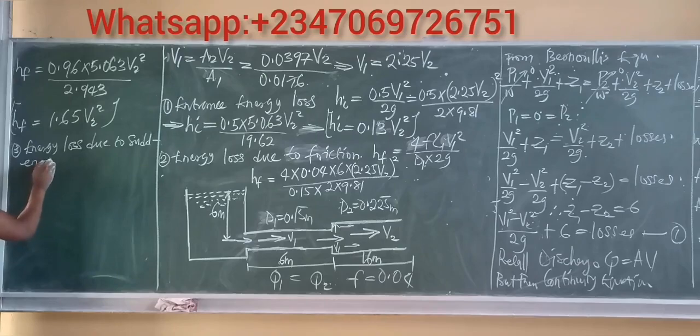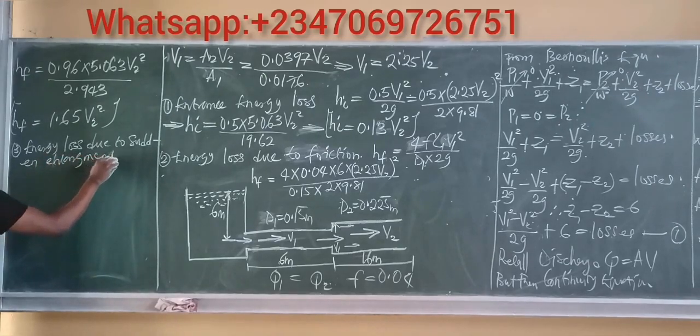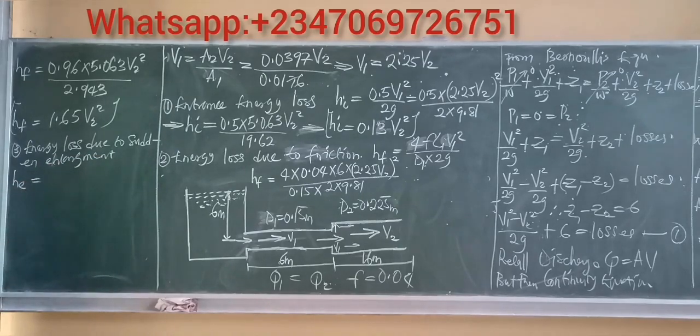We talked about all this in the introduction video. Please do well to watch it. Sudden enlargement. And the formula to calculate that, we said energy loss due to enlargement, HE, is given as V1 minus V2 all squared divided by 2G. That's the formula to calculate it.